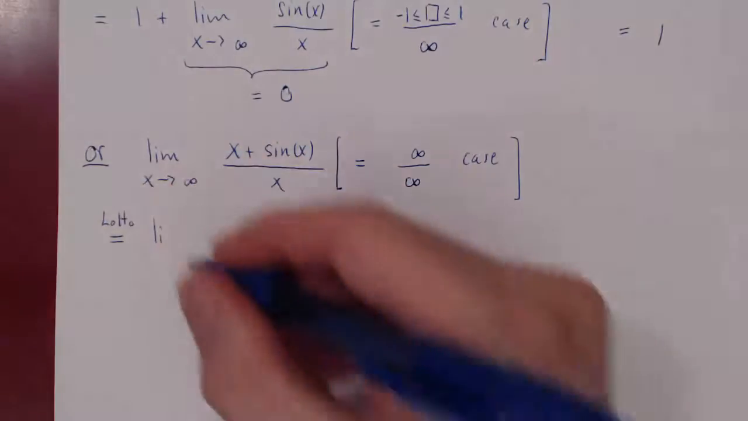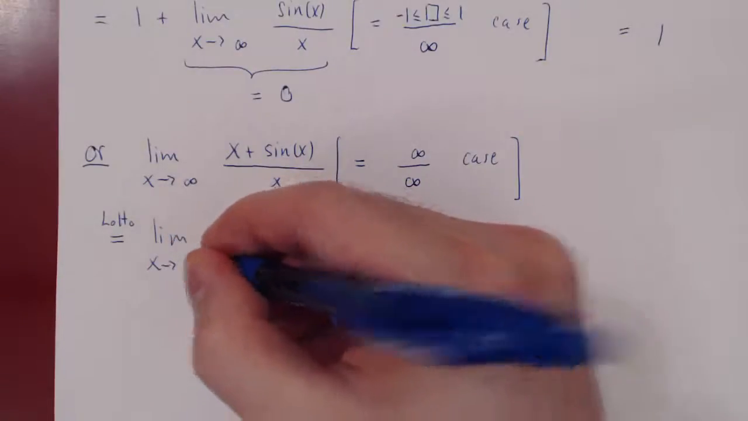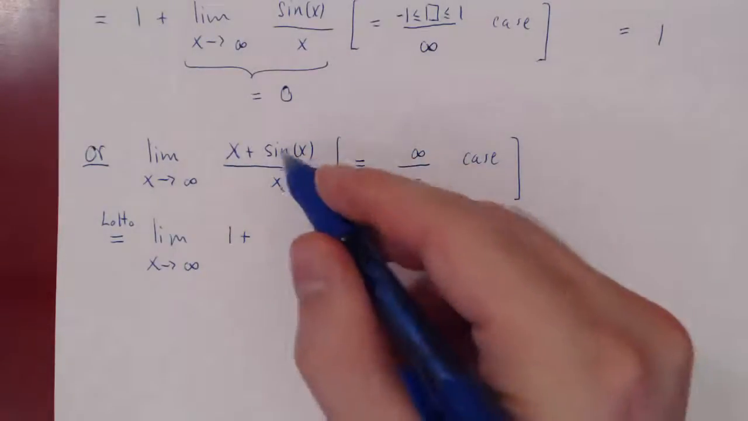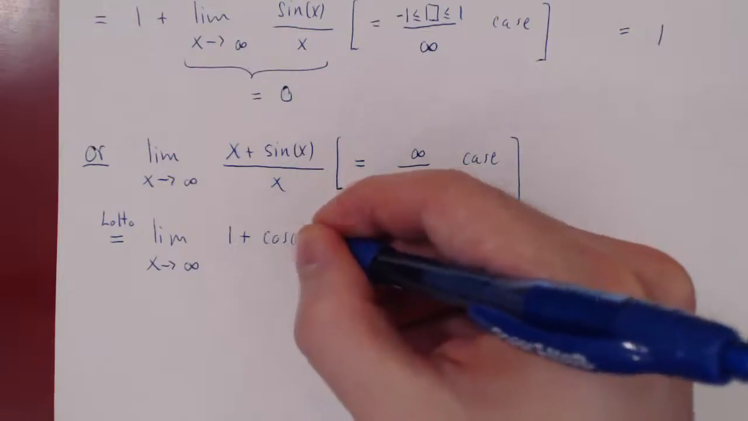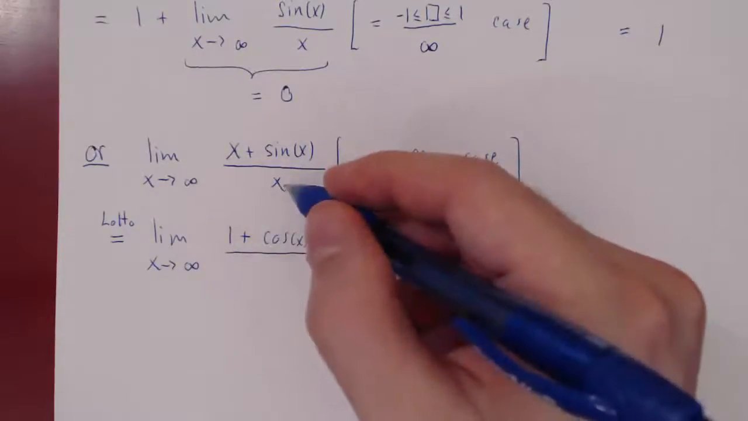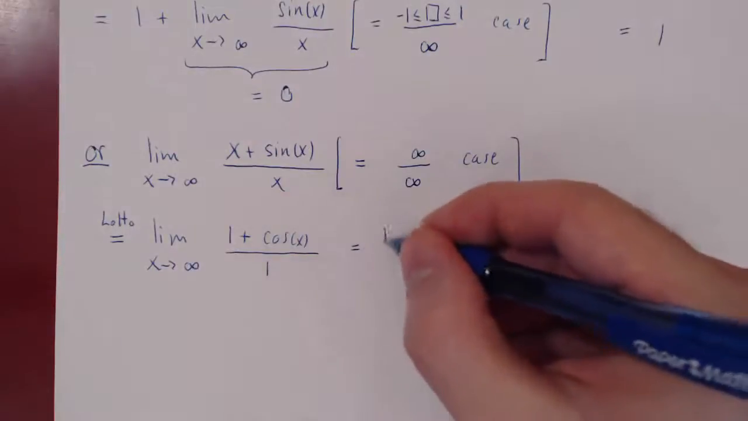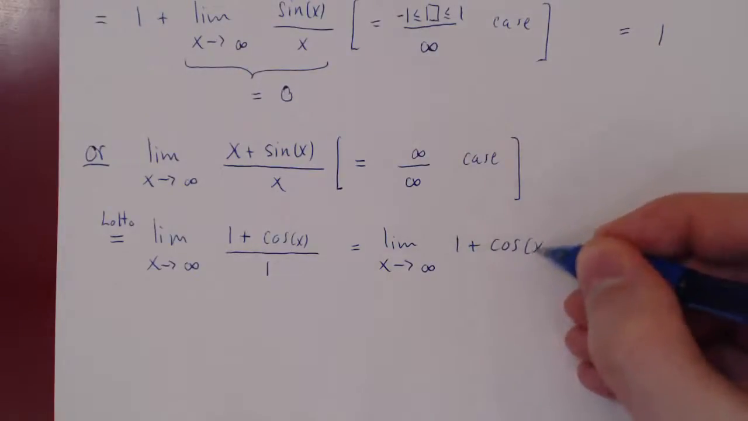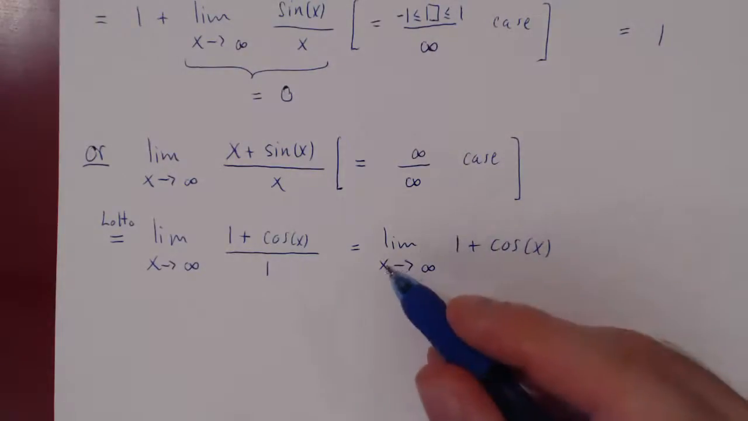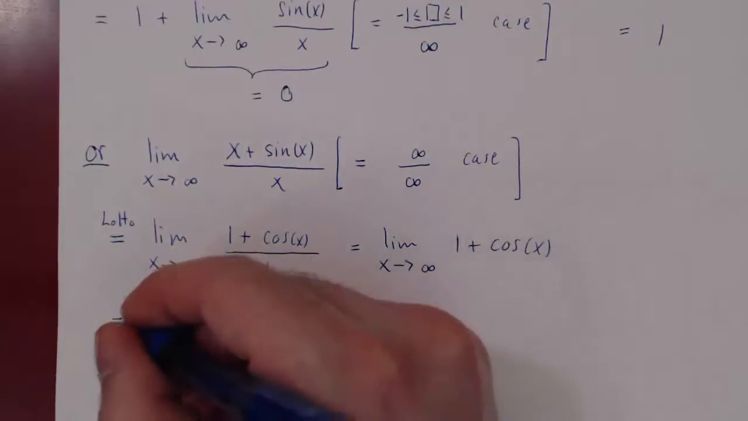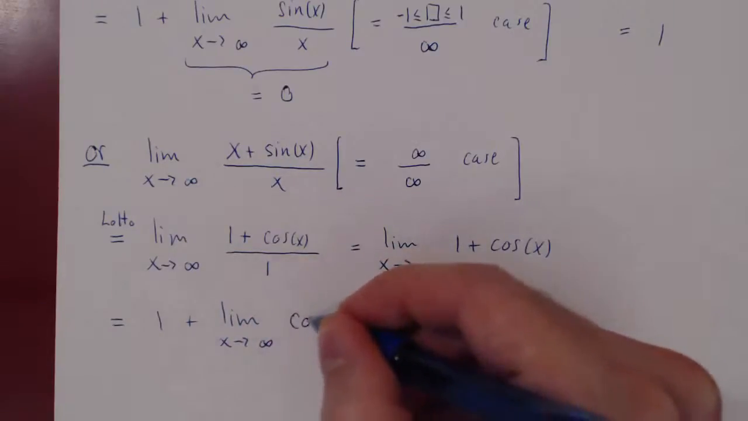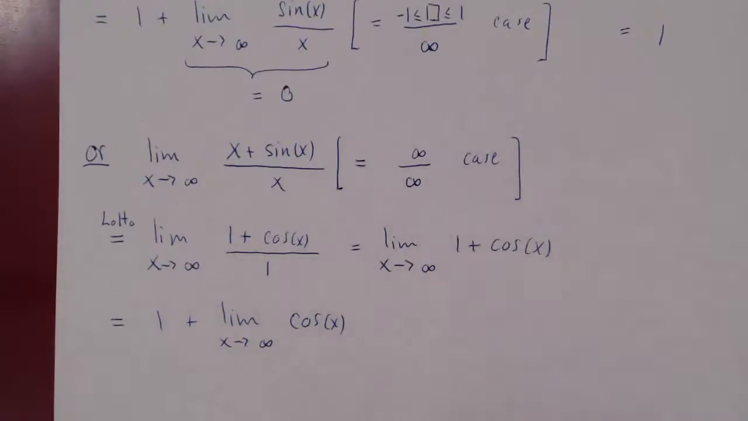So we're trying to use L'Hopital's rule. We differentiate the numerator, the derivative of x is 1, plus the derivative of sine is cosine, over the derivative of x, which is 1. So all we have is 1 plus cosine of x. Well, as we did before, as x goes to infinity, 1 is always 1. So all we have is 1 plus the limit, as x goes to infinity, of cosine of x. Let's look at this limit and see what happens to it.